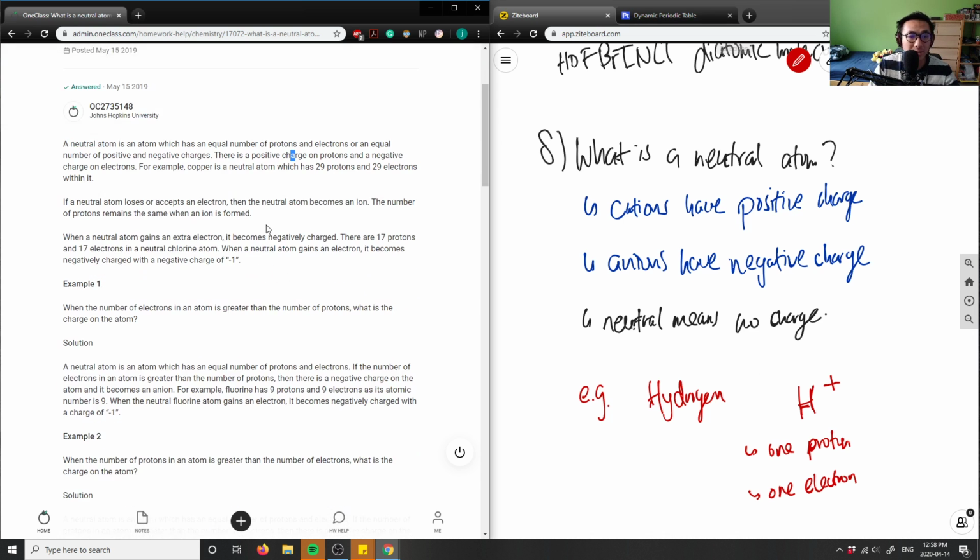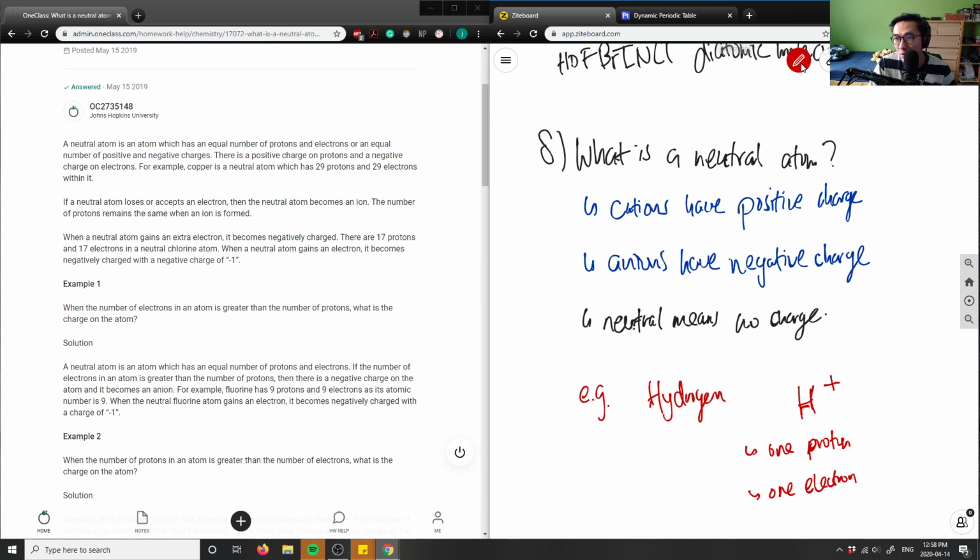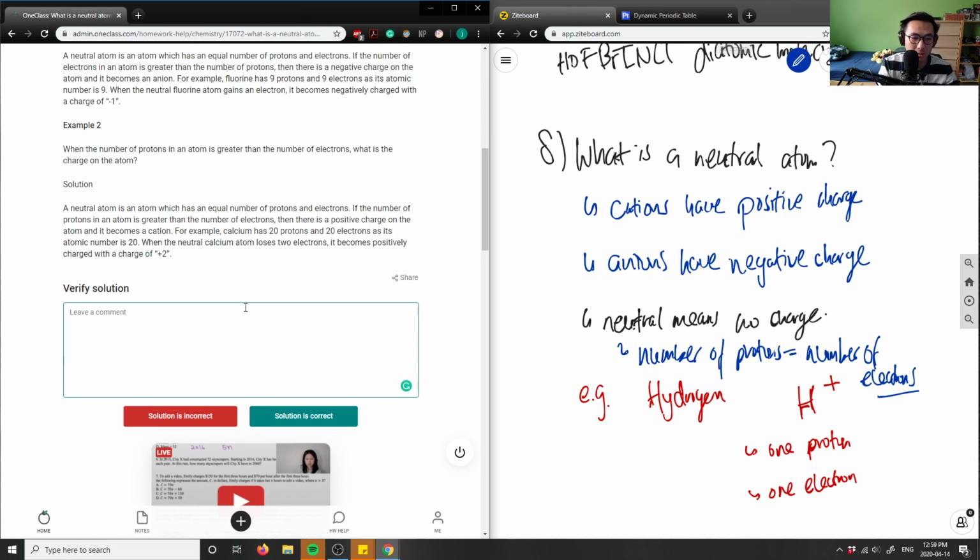So it says here a neutral atom has an equal number of protons and electrons, or an equal number of positive and negative charges. Good, that's basically it. Neutral means no charge, which means it has an equal amount, so let me write here: number of protons equals number of electrons, and that's all it is for a neutral atom. Good solution and analysis. That's great. Solution's correct.